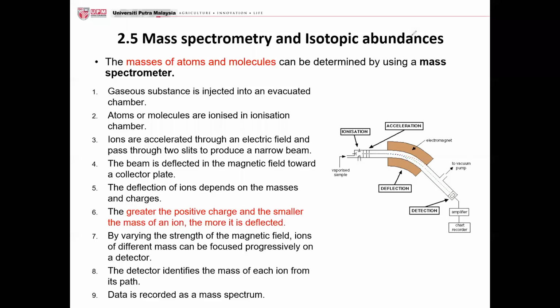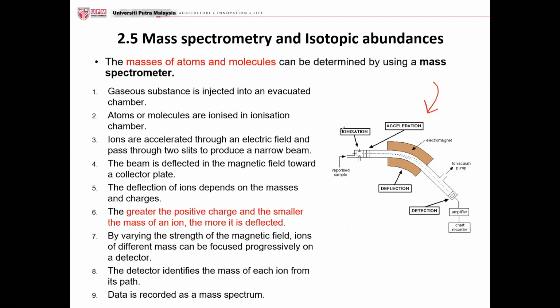The other way to calculate relative atomic mass is from isotopic abundance. The masses of atoms and molecules can be determined by using a mass spectrometer. This is the figure of a mass spectrometer in 2D. As you can see here, there are 4 parts in a mass spectrometer.